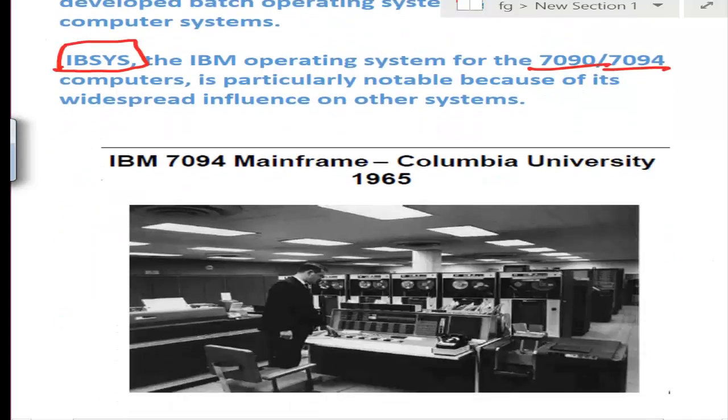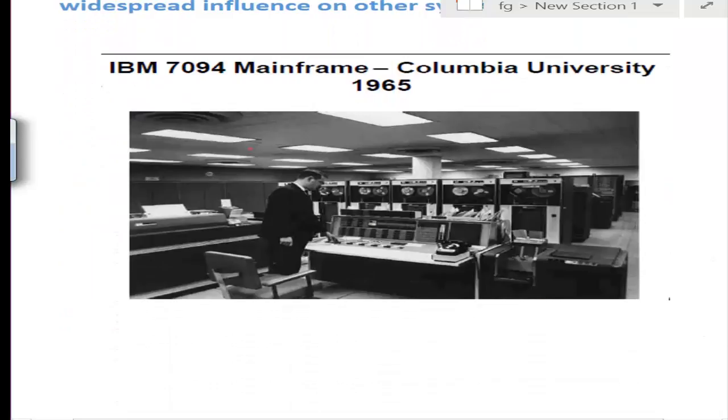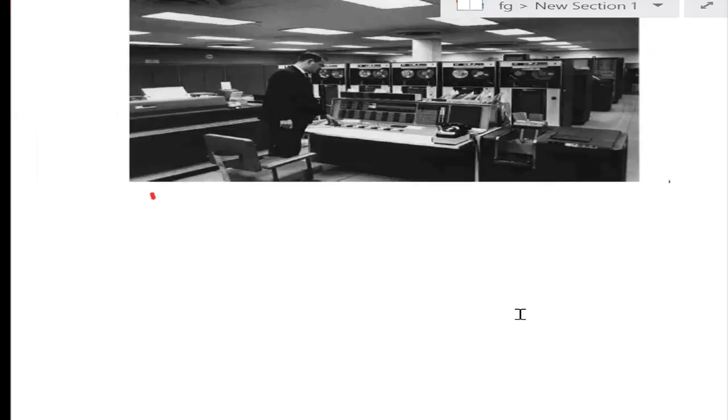Okay. Now, if you look at the IBM 7094 mainframe, this is from Columbia University in 1965. It looks like this mammoth, big computer. Okay, and your batch OS IBSys was installed on this giant computer. So the batch system actually did increase throughput, efficiency, and all.